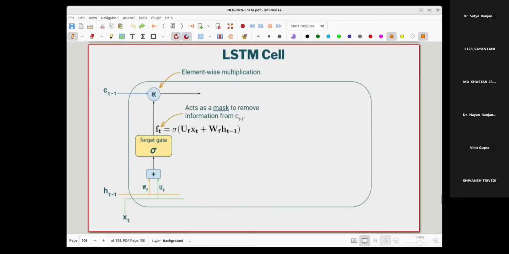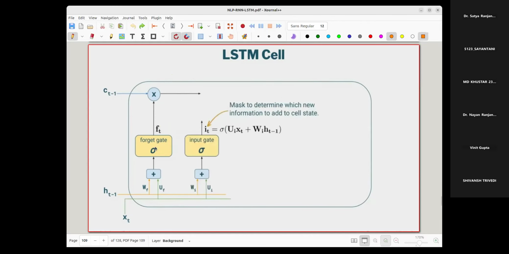Now this is multiplied, a dot product or element wise multiplication, with the cell state. If the probability is 1, it will contain everything. If the probability is 0.9, that means 90% of the information will be passed through and 10% will be thrown away. So this forget gate will control how much information from the previous cell state passes through to the current cell state. This is the job of the forget gate: how much to forget, how much to pass.